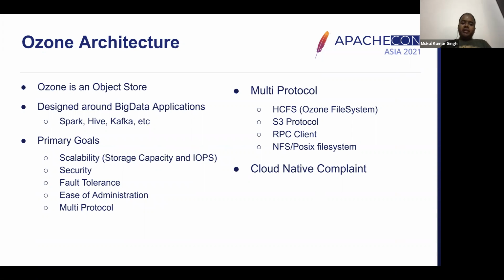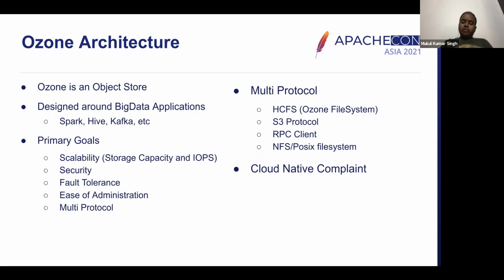Okay, let's start with the architecture. For those of you who do not know, Ozone is an object store, and most of the people who worked on Ozone were earlier working on HDFS. So we have learnt about the problems which we had with HDFS, and we have tried to solve them with Ozone. And so Ozone has been developed ground up to work with big data applications. So it has been working with applications like Spark, Hive, and Kafka from day one.